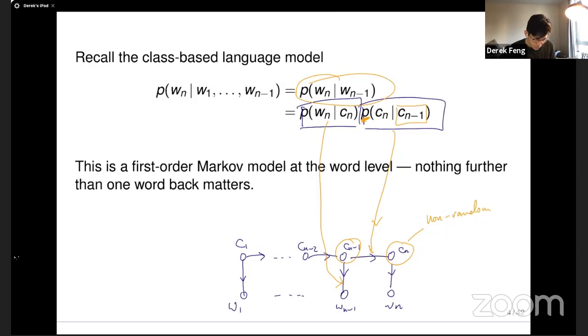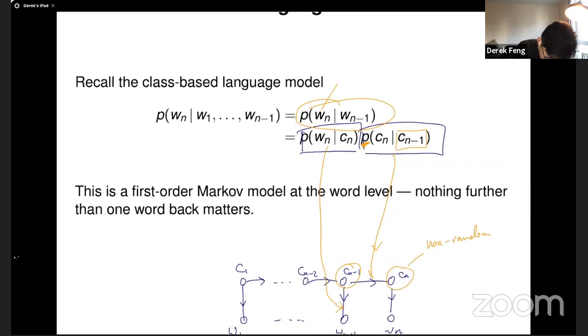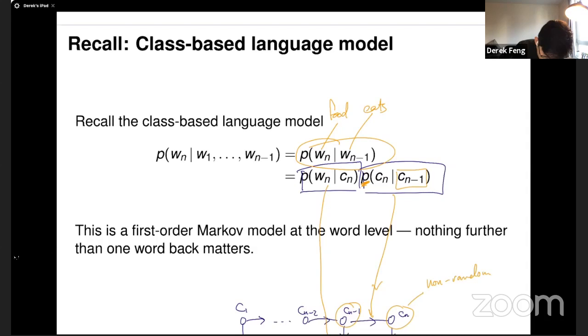So if you think about what we're trying to do here, let me just give you one example. Let's say this word is "eats", this word is "food", and the class that this corresponds to is like verb, and then this is like food. Okay, food is not a good example. Let's eat, like, pie.